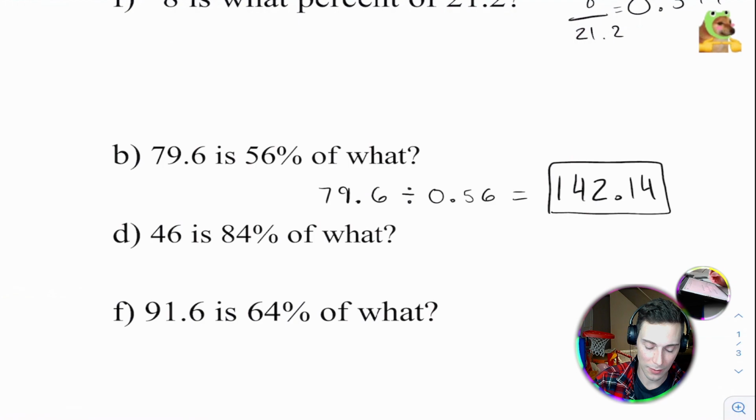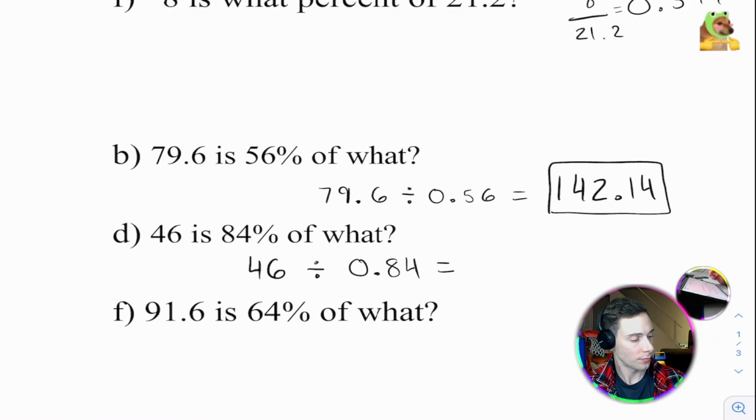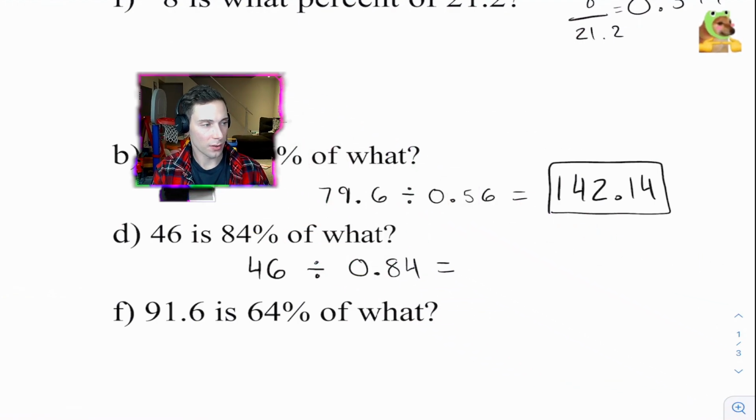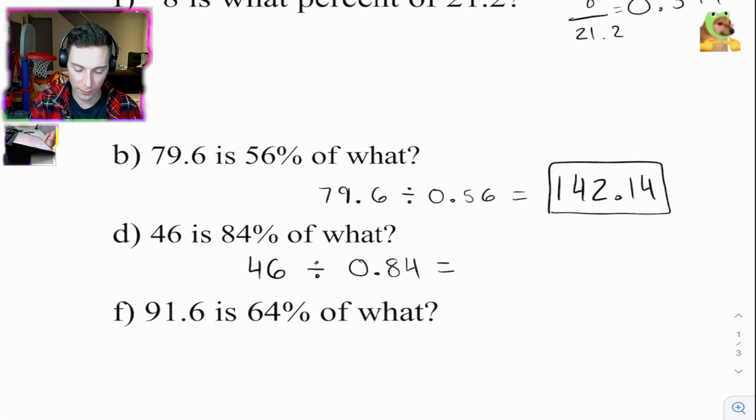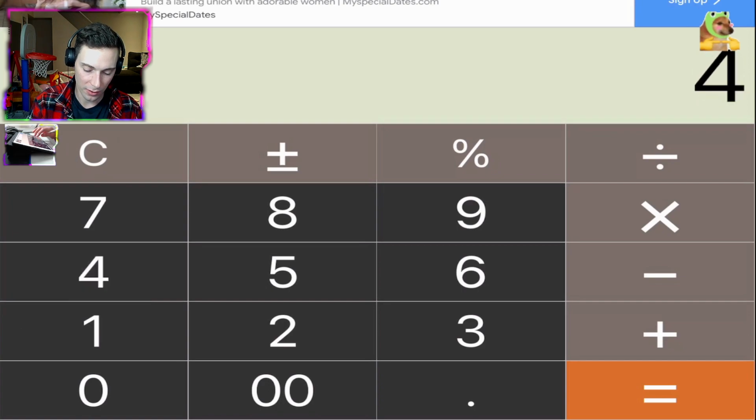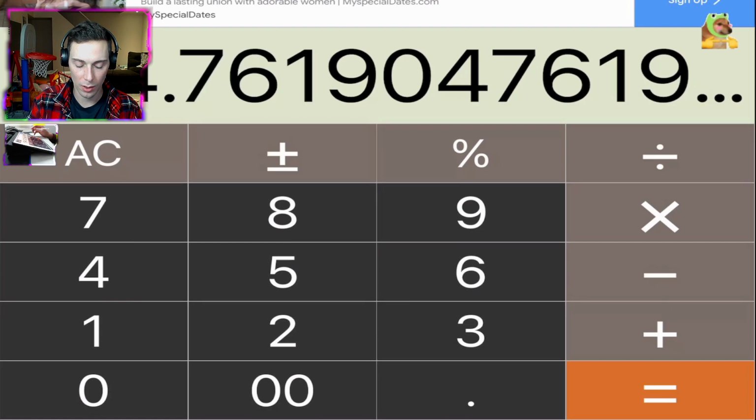46 is 84% of what? So again, 46 is our part. We're going to divide that by our percentage in decimal form, 0.84, and that's going to give us our whole. So let's go to our calculator: 46 divided by 0.84 is equal to 54.76.